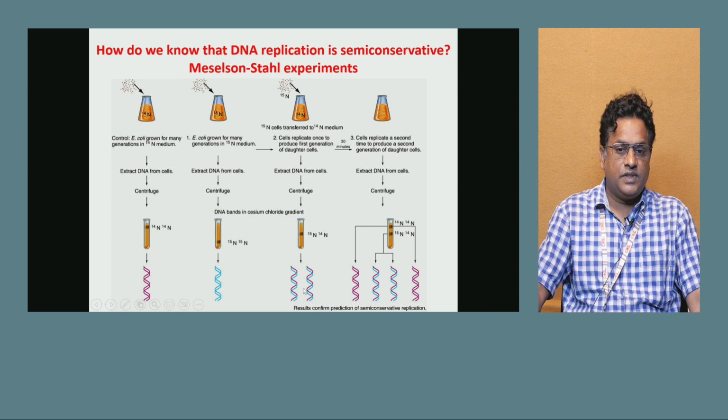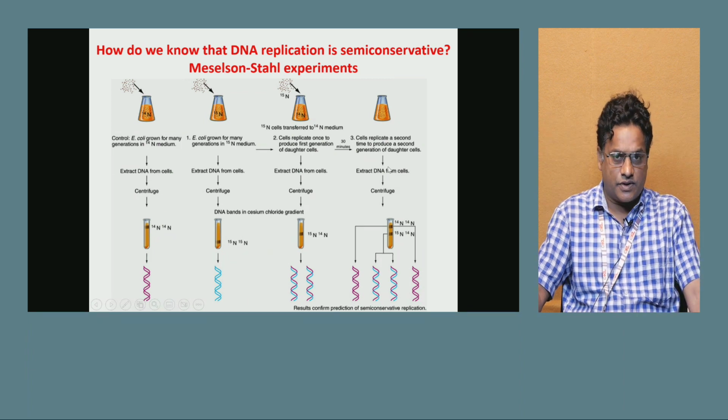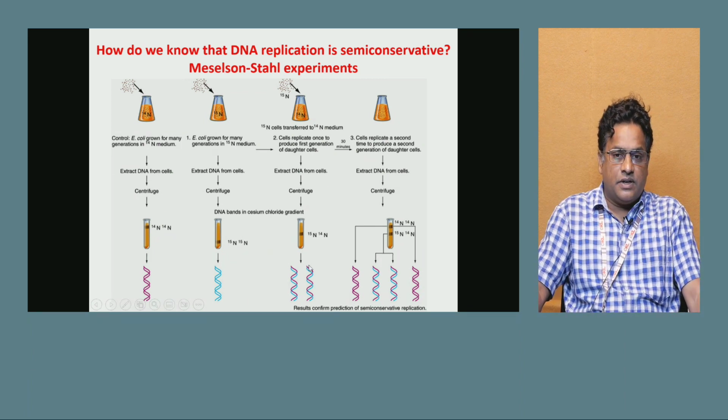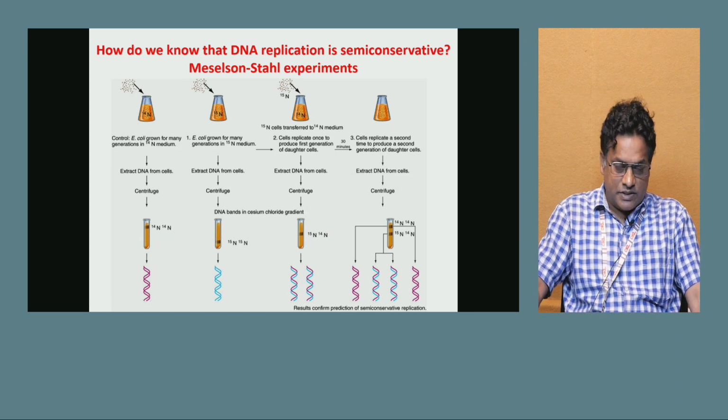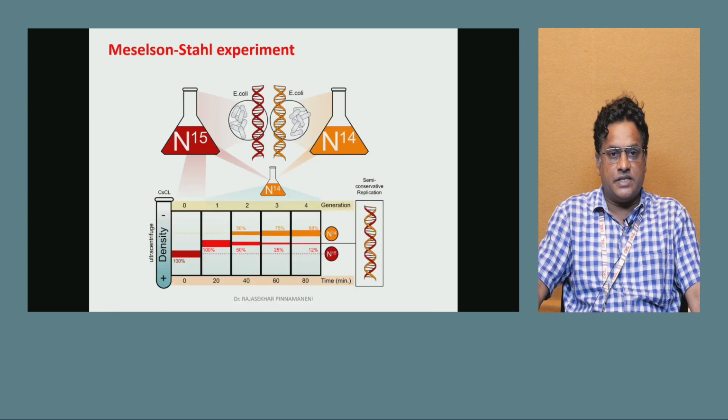Not only that, he replicated the cells a second time to produce a second generation of daughter cells. This is the first generation. Now he found bands of N15, N14, and also N14 and N15 hybrid. So this is how he tried to prove that DNA replication is not dispersive or conservative, but semi-conservative in nature. This is what he was using, the N15 and N14 experiments.